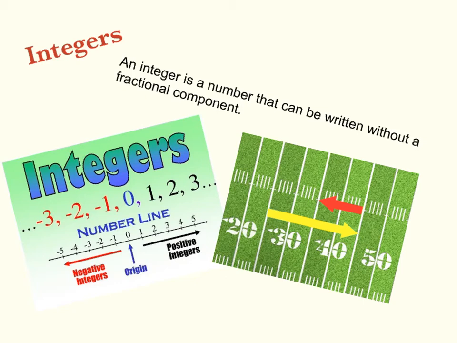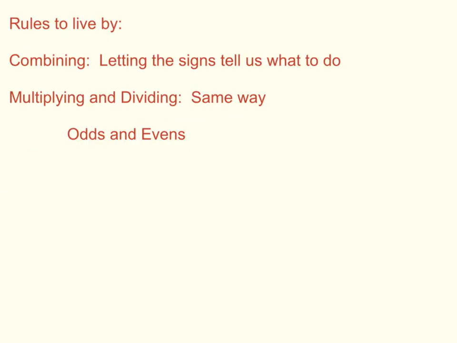Our video today is going to take us through integers, how to work with them when you have multiple ones, combining them and multiplying them. Some rules to live by in this section: when we combine our numbers, we want to let the signs tell us what we're doing. And when we're multiplying and dividing, we're going to find that the rules are the same. And then we're going to deal with odds and evens, especially with the multiplying and dividing section.